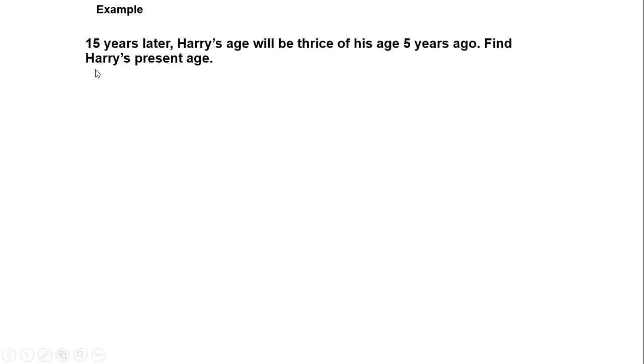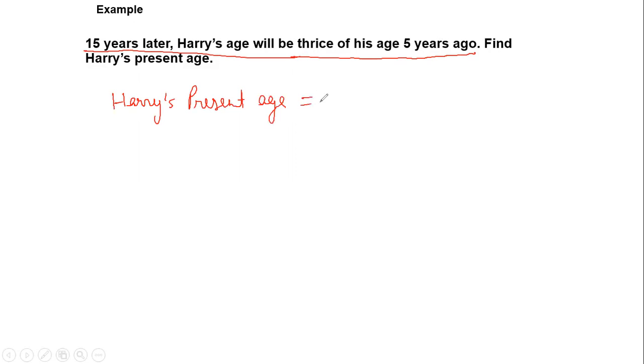Here it's a very easy example, a very basic one. It says 15 years later Harry's age will be thrice his age 5 years ago. So they have actually given me the condition here. They are asking me to find Harry's present age. Harry's present age is an unknown here. So I'll give it a variable, let's say X.